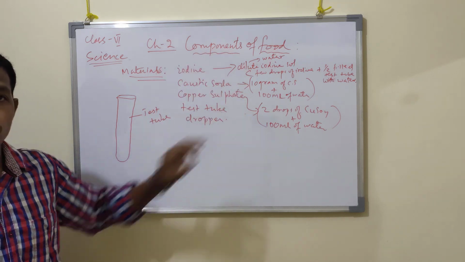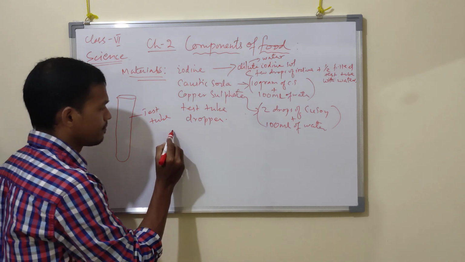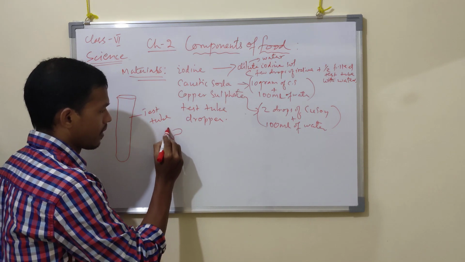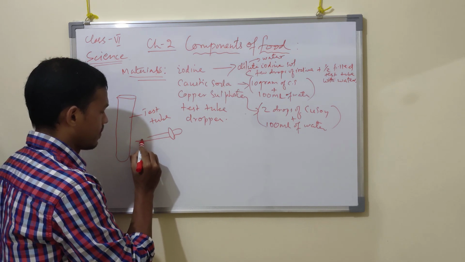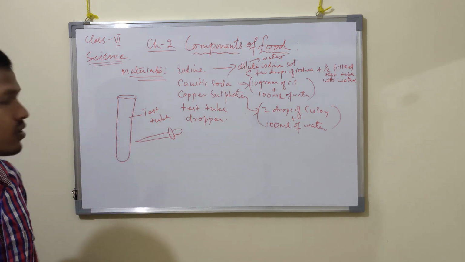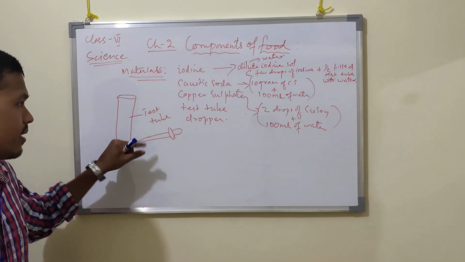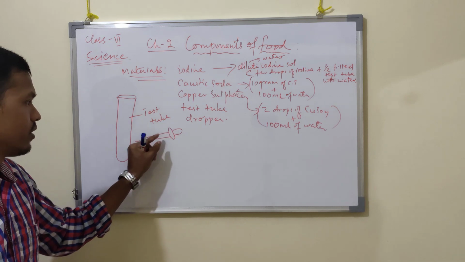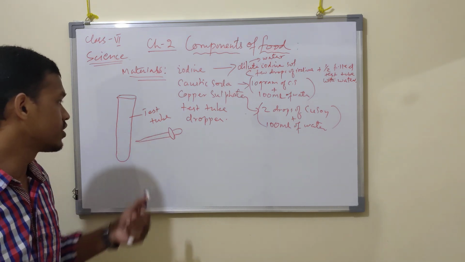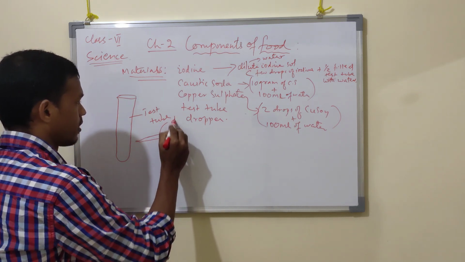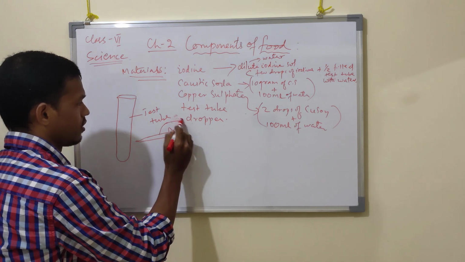After preparing these solutions, we have to go for the test, so we require a test tube and a dropper. The dropper will look like this. Originally it has a rubber part with a tube-like, conical structure. This is the dropper.